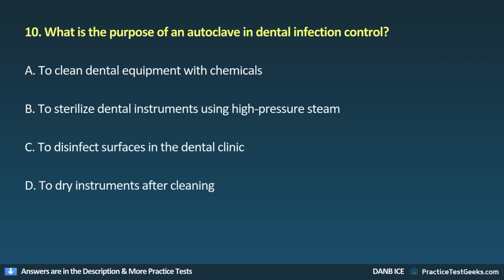10. What is the purpose of an autoclave in dental infection control? A. To clean dental equipment with chemicals. B. To sterilize dental instruments using high-pressure steam. C. To disinfect surfaces in the dental clinic. D. To dry instruments after cleaning.